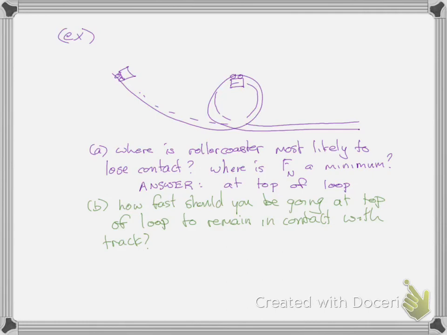So the next question is then, if the normal force is the smallest at the top of the loop, how fast should you be going at the top of the loop to remain in contact with the track?